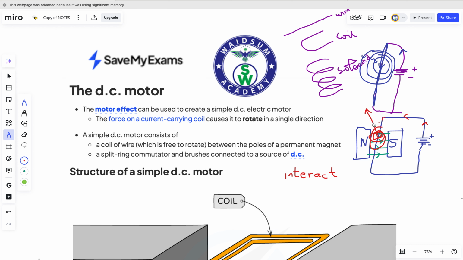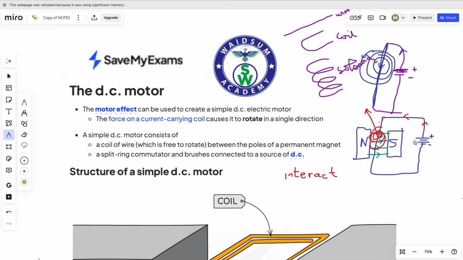So this thumb is representing the force or thrust, T-H-R-U-S-T. Thrust or force or movement, which will cause rotation later on. But for the first case, you just need to know that this wire will move up, this entire wire conductor will jack up. That's the first principle we need to know: a current carrying conductor placed between two magnets creates a force.